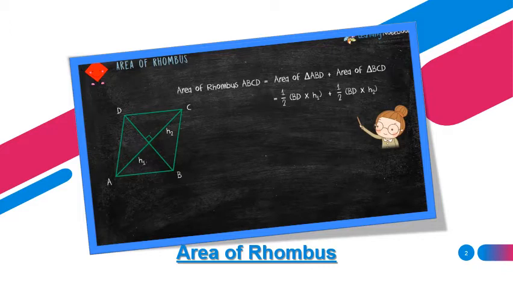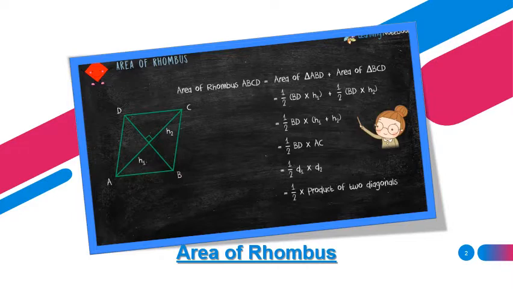Let's take out common factor 1 by 2 into BD from both the terms and we get 1 by 2 into BD into (H1 plus H2). H1 plus H2 equals AC. So we get 1 by 2 into BD into AC. Now BD and AC are the diagonals of rhombus. Therefore, we can generalize and write area of rhombus ABCD equals 1 by 2 into D1 into D2. Or we can say area of rhombus ABCD equals 1 by 2 into product of two diagonals.